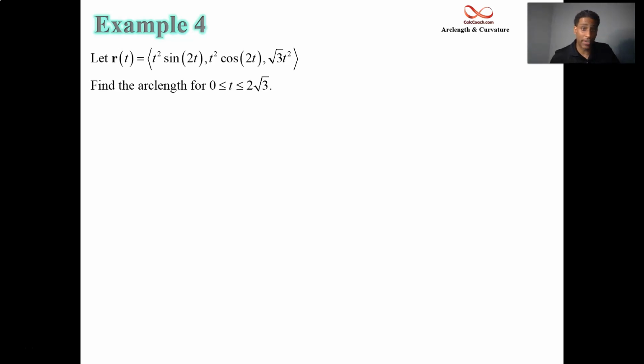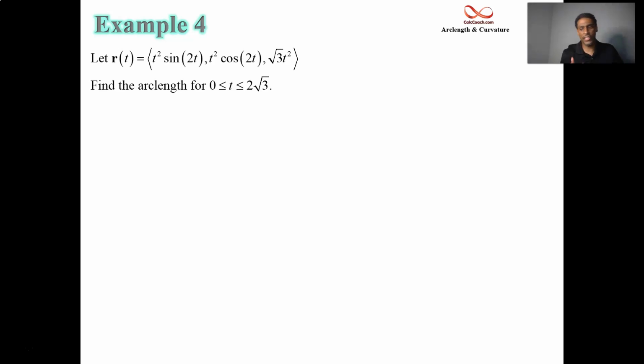Hello, welcome to the second video on arc length, where we go over just one example, but it's a difficult one. We have the curve that has the following description. The x component is t squared sine 2t. The y component is t squared cosine 2t, and the third component, the k or z component, is root 3 t squared.